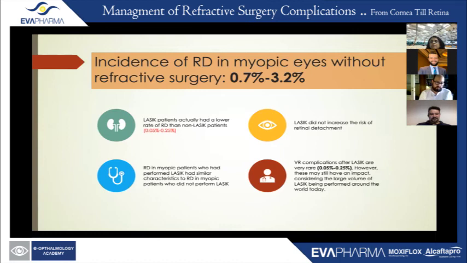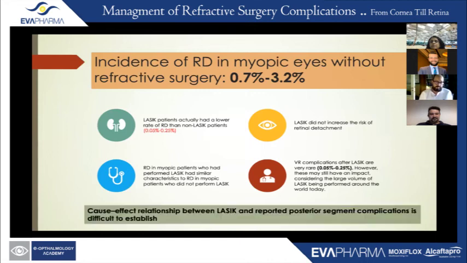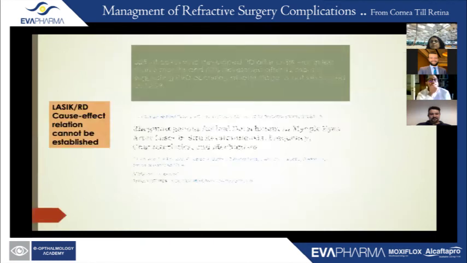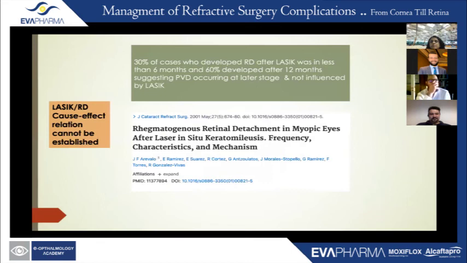We also know that vitreoretinal complications after LASIK are extremely rare. However, this could be of great impact because of the large number of LASIK procedures performed worldwide nowadays. So a cause-effect relationship between LASIK and the reported posterior segment complications is still difficult to establish. One of the studies gave us some very interesting information: 30% of the patients who developed retinal detachment after LASIK developed it within the first 6 months after the procedure, while more than 60% developed it after 12 months, suggesting that posterior vitreous detachment occurs at a later stage and is not influenced by LASIK.